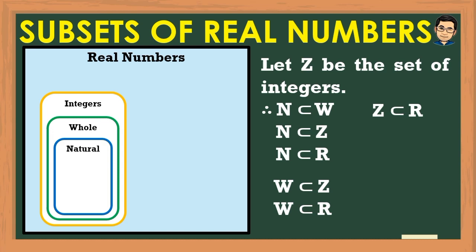So, yung third subset ng real numbers is the set of integers. So, let Z be the set of integers. So, as you can see, yung ating mga notations ay dumadami na. Okay. So, N is a subset of whole numbers. So, N is a subset of integers. And then, N is a subset of R. The whole numbers are subsets of integers. Whole numbers are subsets of real numbers. And then, yung pinakahuli, integers are subsets of real numbers.